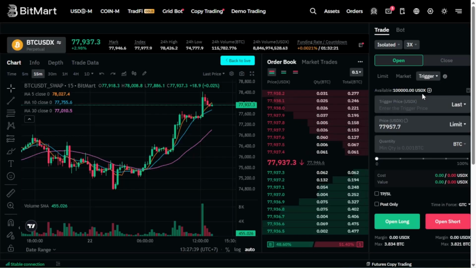In the slightly more complicated orders, we have a trigger order. A trigger order only activates once the price hits a certain level you set. Once triggered, it places a market or a limit order. This is useful for entering trades automatically or setting stop losses.